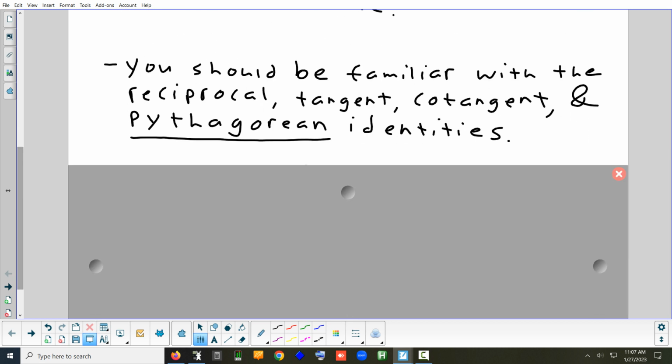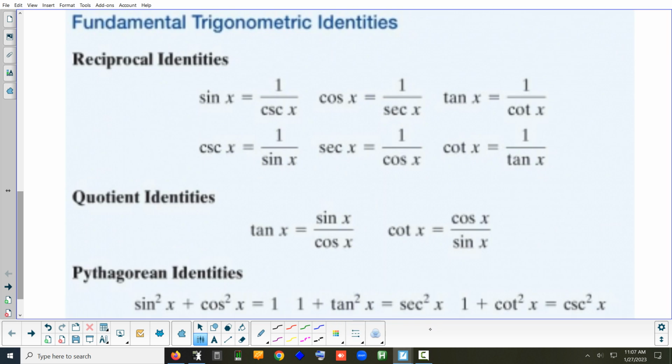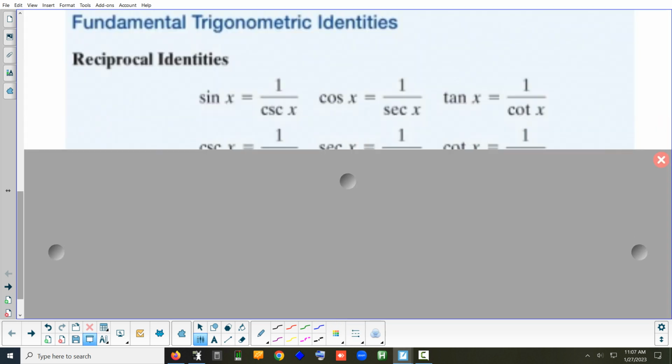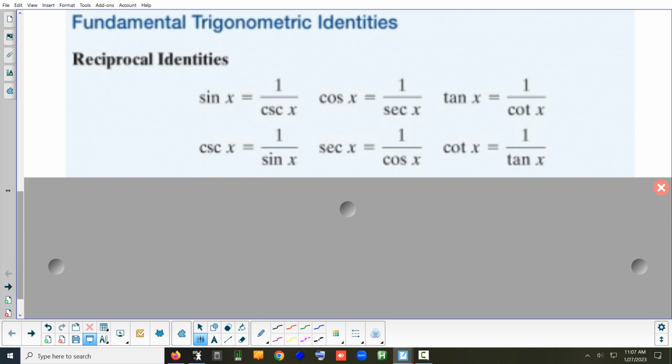Okay, so I actually got a table of the identities. So the first 6 there, those are reciprocal. We've seen this before. Now, there's some repeats here. Okay, these 2 are the same.